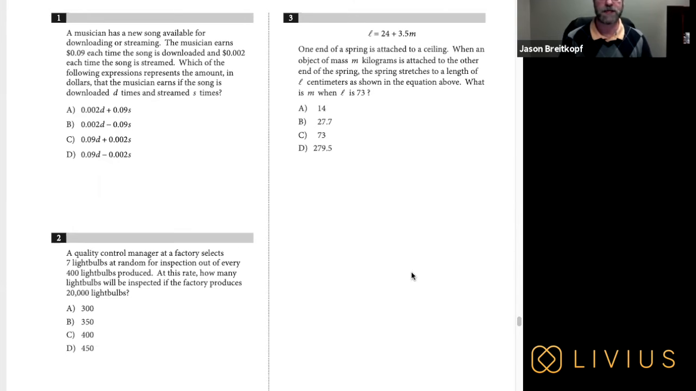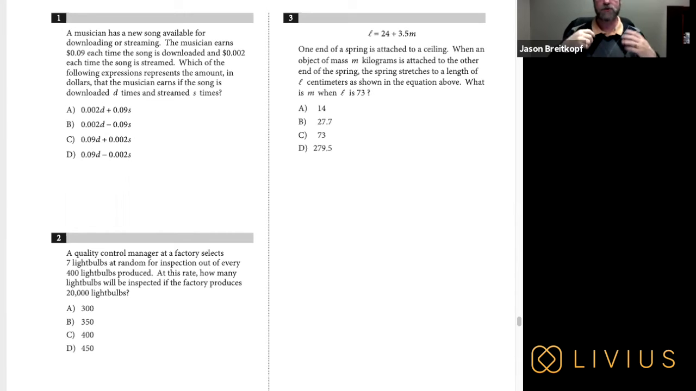So the first thing we see is an equation. L equals 24 plus 3.5m. All right, now what are we supposed to do with this? Well, luckily they give us a word problem so that we can figure out what to do. One end of a spring is attached to a ceiling. When an object of mass m kilograms is attached to the other end, the spring stretches to a length of L centimeters, as shown in the equation above. What is m when L is 73?